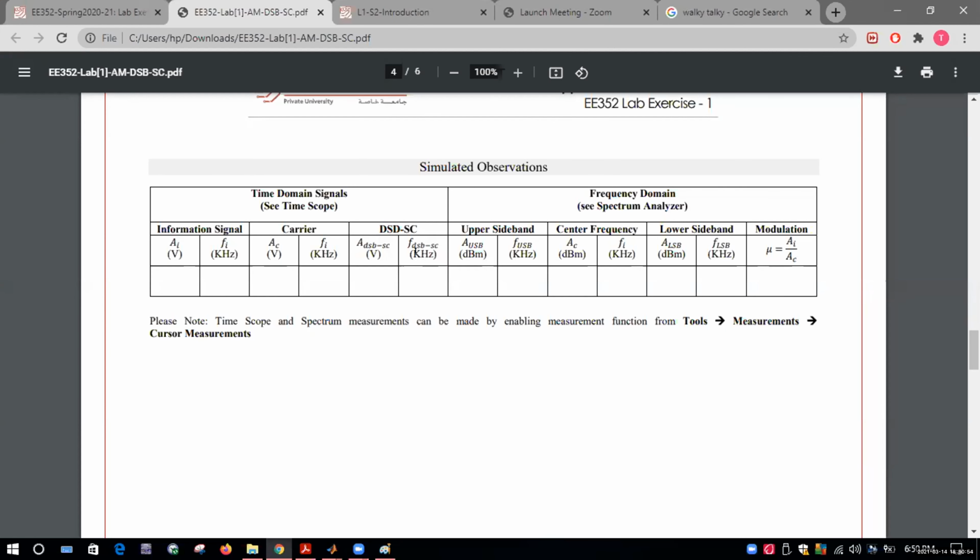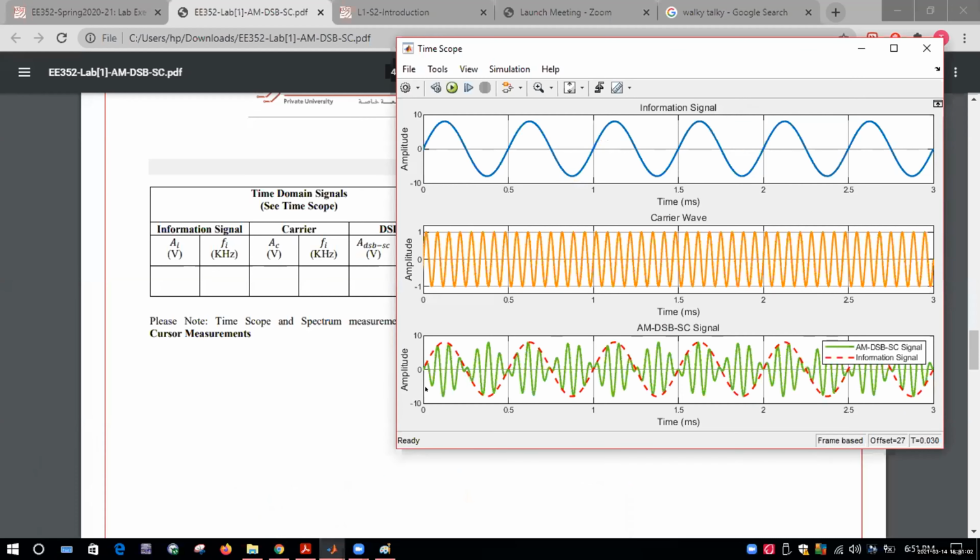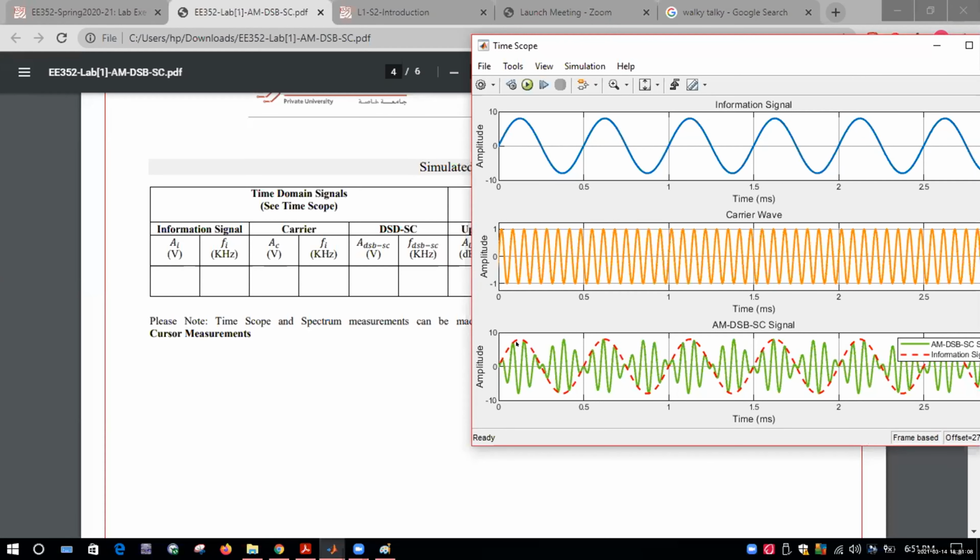do we have double sideband suppressed carrier signal? Yes, we do. This is the double sideband suppressed carrier signal. What is the amplitude of that? Go to the tools. You have to take maximum amplitude. Here. And what is the frequency? Can you measure frequency here? Go to the tools.